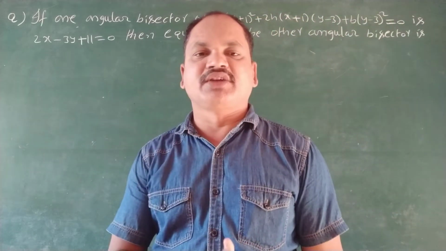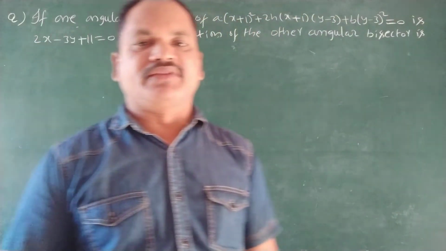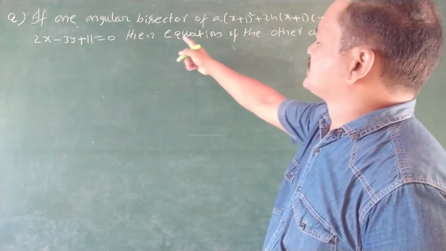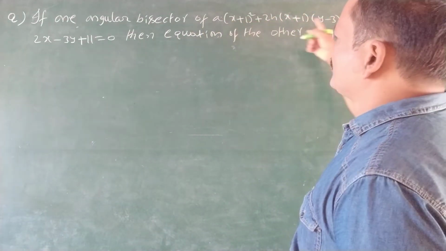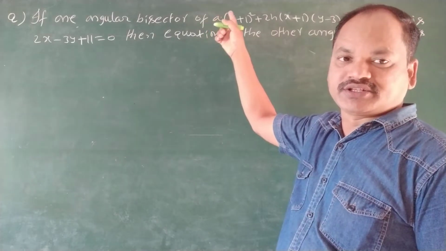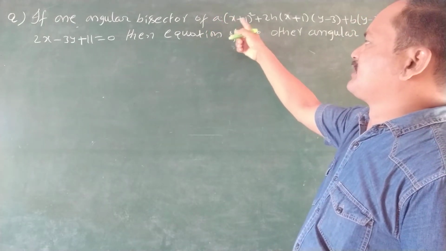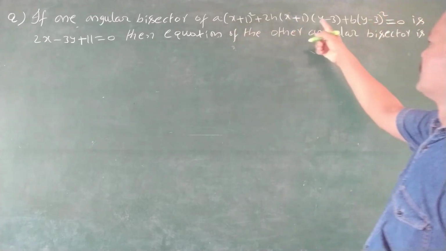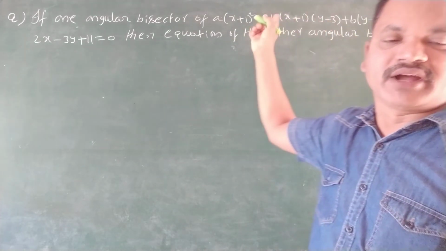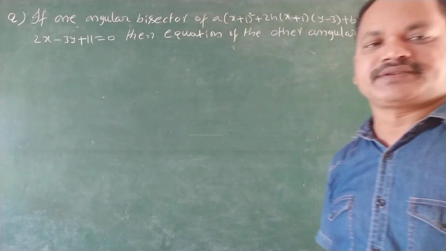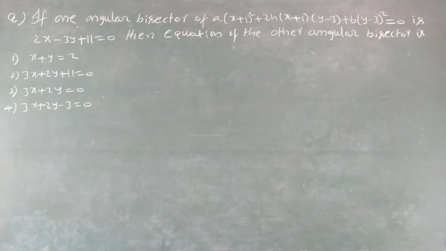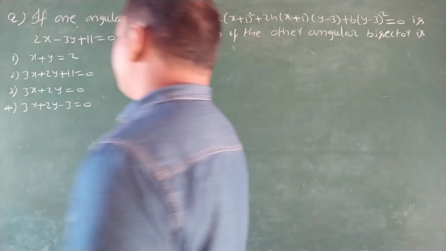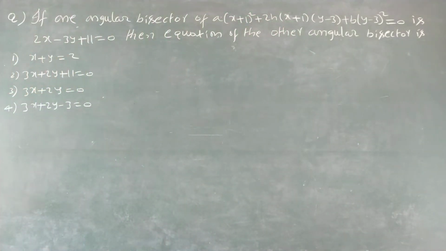Of course, the given equation represents a non-homogeneous equation, since it does not pass through the origin. It passes through minus 1 comma 3. Now we have to write the options. The first option is x plus y is equal to 2. Second option, 3x plus 2y plus 11 is equal to 0. Third option, 3x plus 2y is equal to 0. And the fourth option, 3x plus 2y minus 3 is equal to 0.